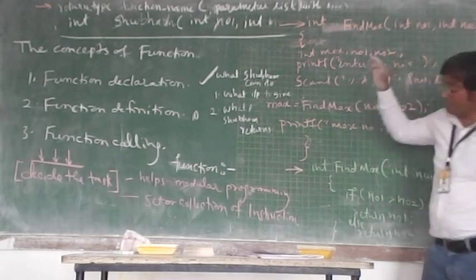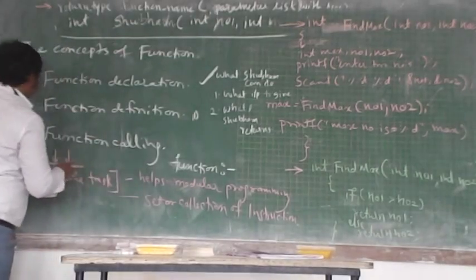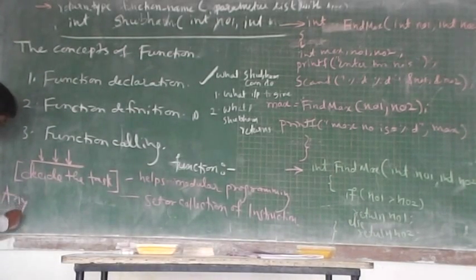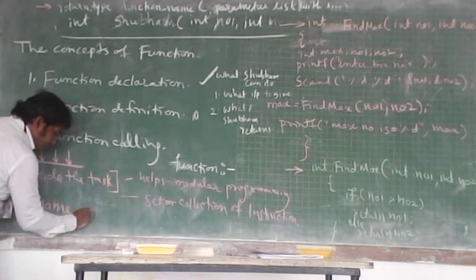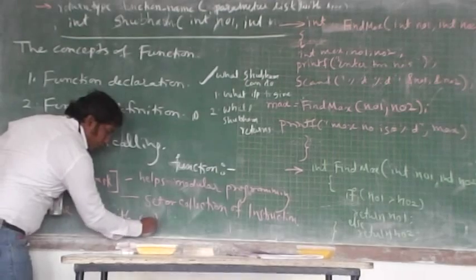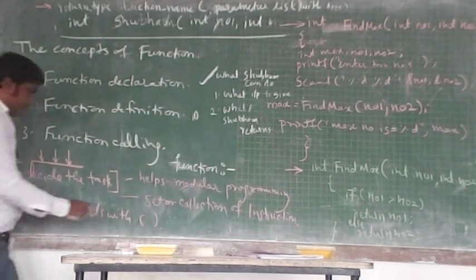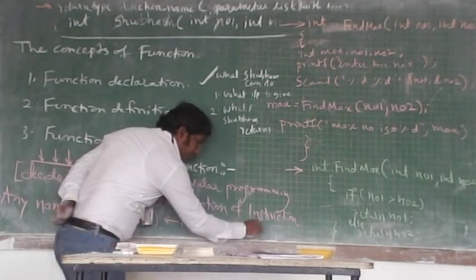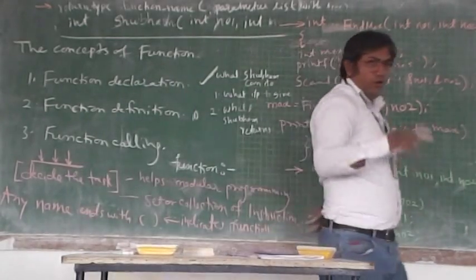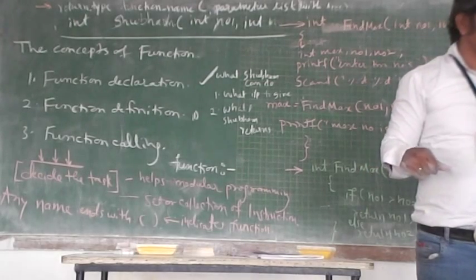Why is it a function? Take the rule: any name that ends with open and close round brackets indicates a function. Any name you take, if it is ended by open and close brackets, that becomes a function. It is a thumb rule.